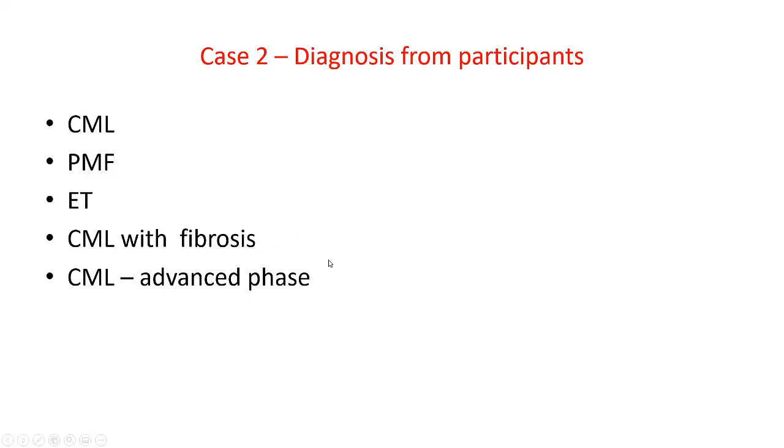And nowadays, WHO uses the word CML advanced phase, in which there is a granulocytic and megakaryocytic hyperplasia along with extensive fibrosis. Now that is called advanced phase. And those cases, they go on to blastic phase very soon or accelerated phases very soon.